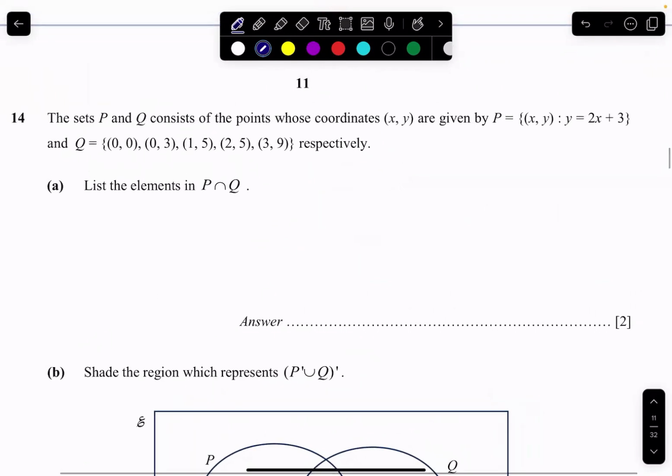Next. Question 14. The sets P and Q consist of the points whose coordinates x and y are given by P equals xy, such that y equals 2x plus 3. So the set P is the equation y equals 2x plus 3. And Q has the set as the elements (0, 0), (0, 3), (1, 5), (2, 5), (3, 9). List the elements in P intersect Q.